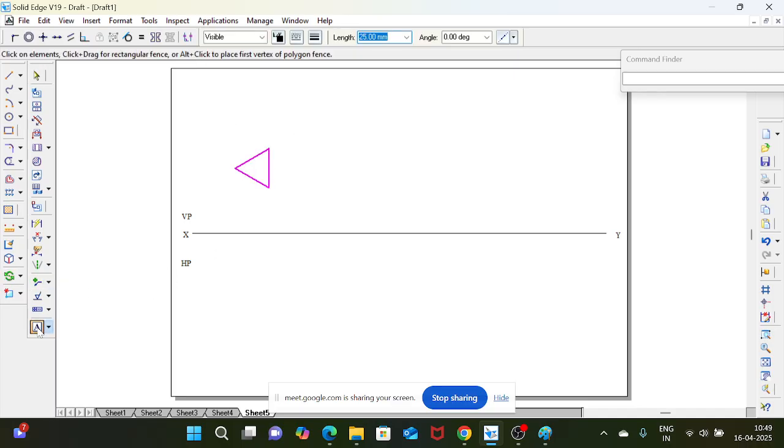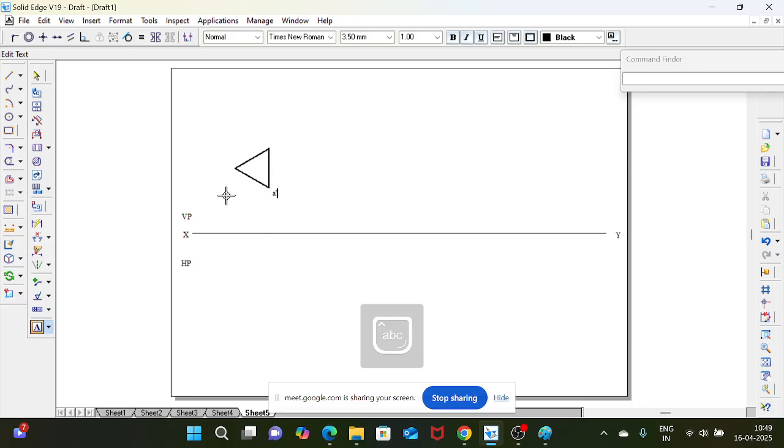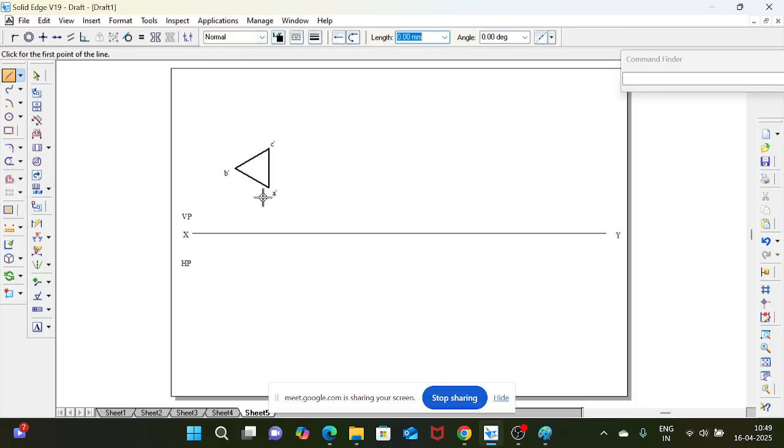Now, to the text. This is what? A dash. With small letter, you have to enter. B dash, C dash. Is it clear? Now, with the help of projection lines, the line should be normal. Draw the line. Draw, CA will go along the same line.